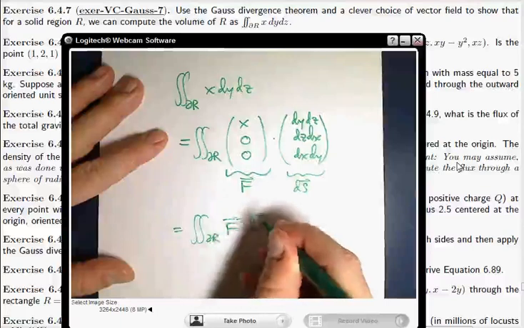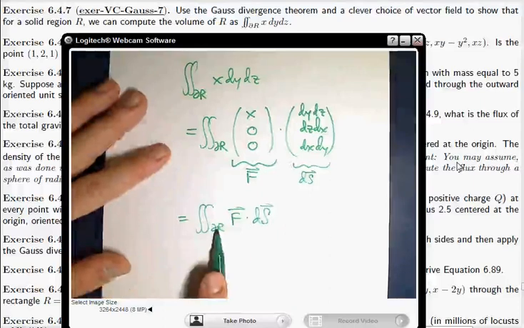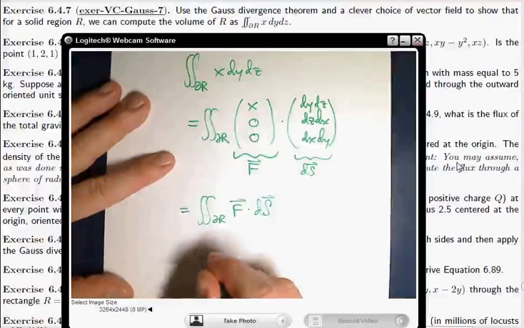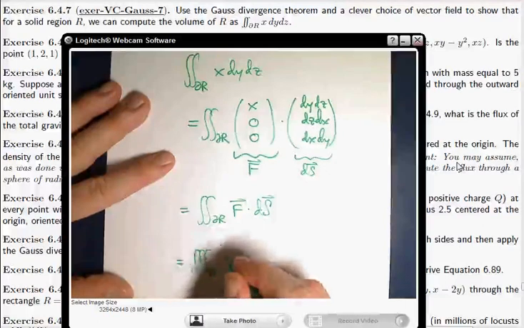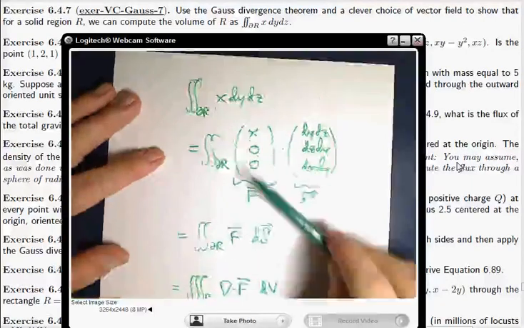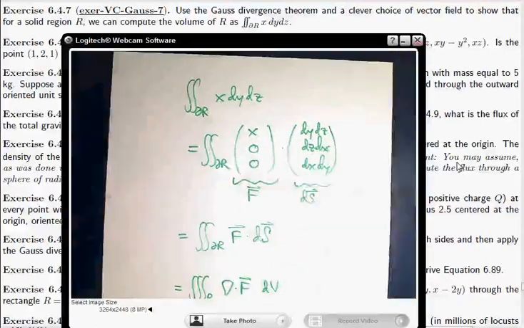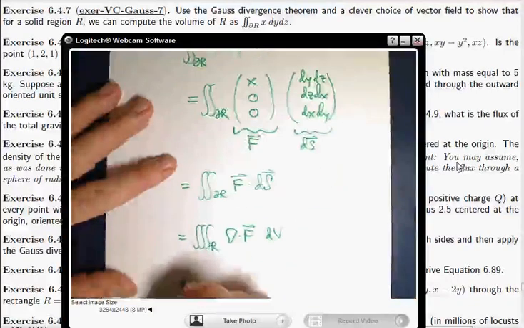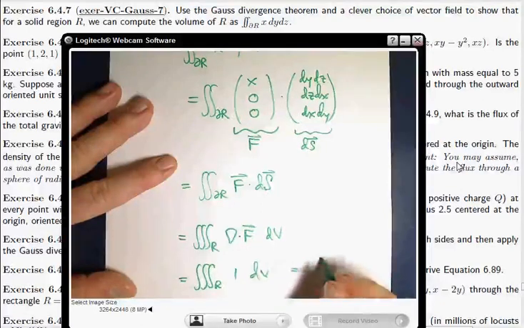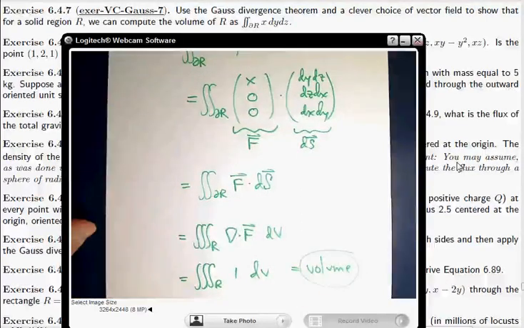Now how do we show that this is actually equal to volume? Well, we have a flux through a boundary. We're going to apply Gauss's divergence theorem to this vector field, and what that gives you is the triple integral over R itself of the divergence of f dv. Conveniently, the divergence of this vector field is 1. Right? The x partial of that is 1, plus 0. So you get that this is the triple integral over R of 1 dv, and that's volume. That make sense? Yeah. Okay.